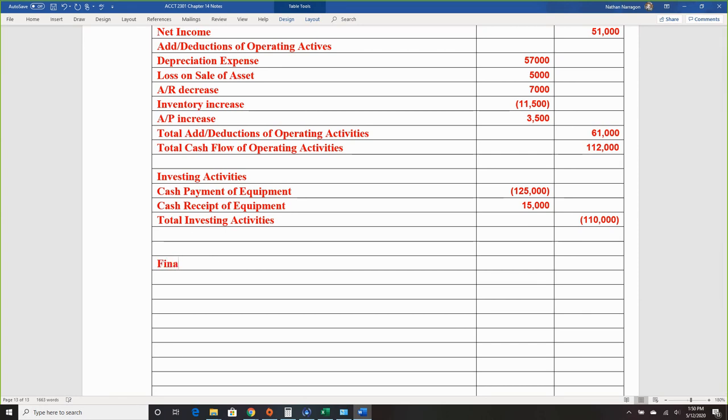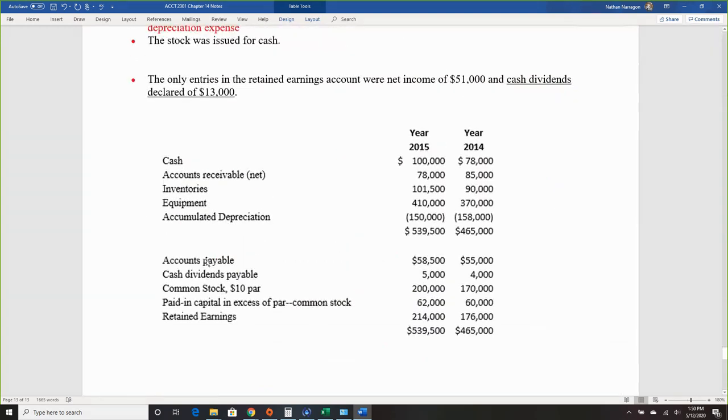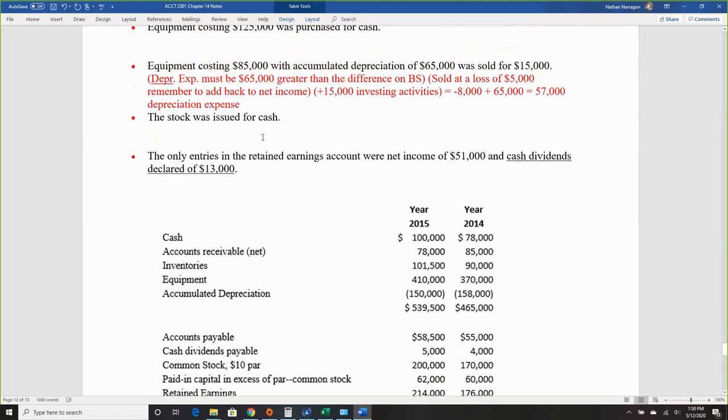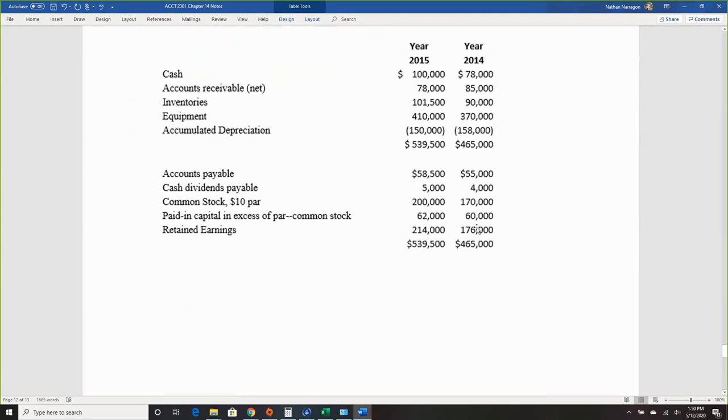And next is our finance activities. Okay. So again, this is mostly looking at debt or sales of stock. So here we have stock issued for cash. So we do see changes here. So all stock that was issued is for cash. So here, the difference is 30,000. Again, 200,000 minus 170,000 is 30.